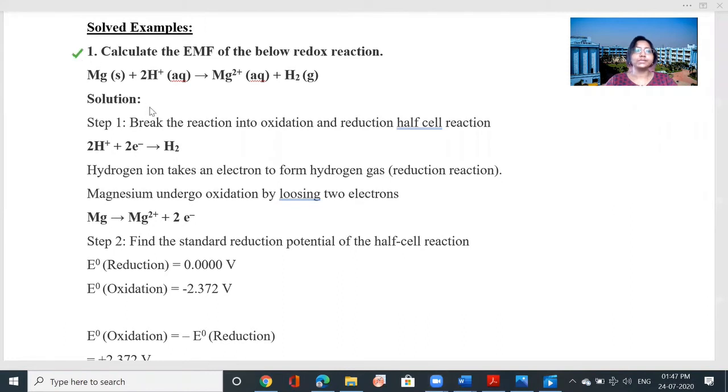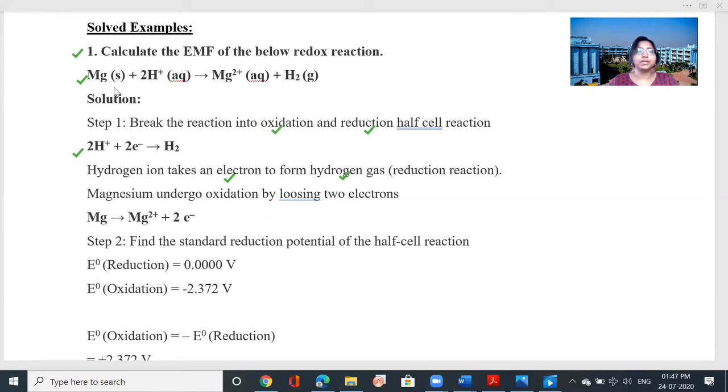Okay, so you can see here that it is the reaction. Which one is the anodic part, which one is the cathodic part? First, break the reaction into oxidation and reduction cell reactions. First, the hydrogen H+ becomes H2. So it is the part of reduction, as it takes electrons to form hydrogen gas.